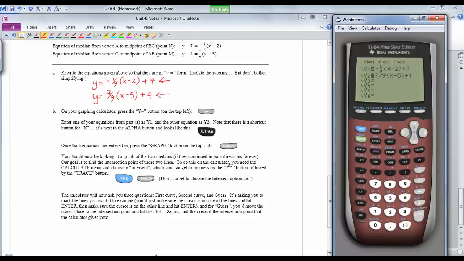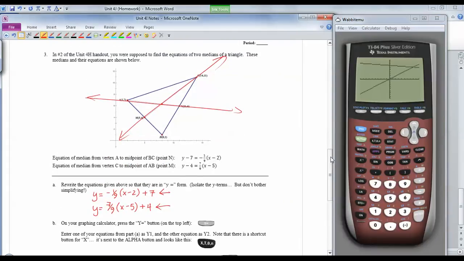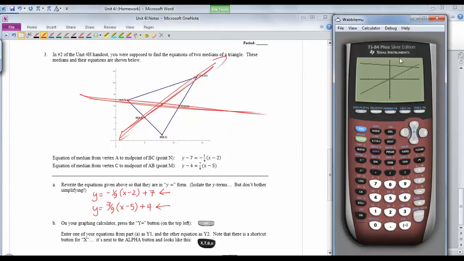Once both equations are entered in, press the graph button on the top right here. So there's one of my lines. There's the other line. If I scroll back up here, this line right here is this line. And this other one right here is the one going up there. Now my window's not the same. Notice this is mainly just the first quadrant and it goes all the way out to like 15, 16. This is -10 to 10 and -10 to 10. So it's not the same size window. But we can see the intersection points right there.